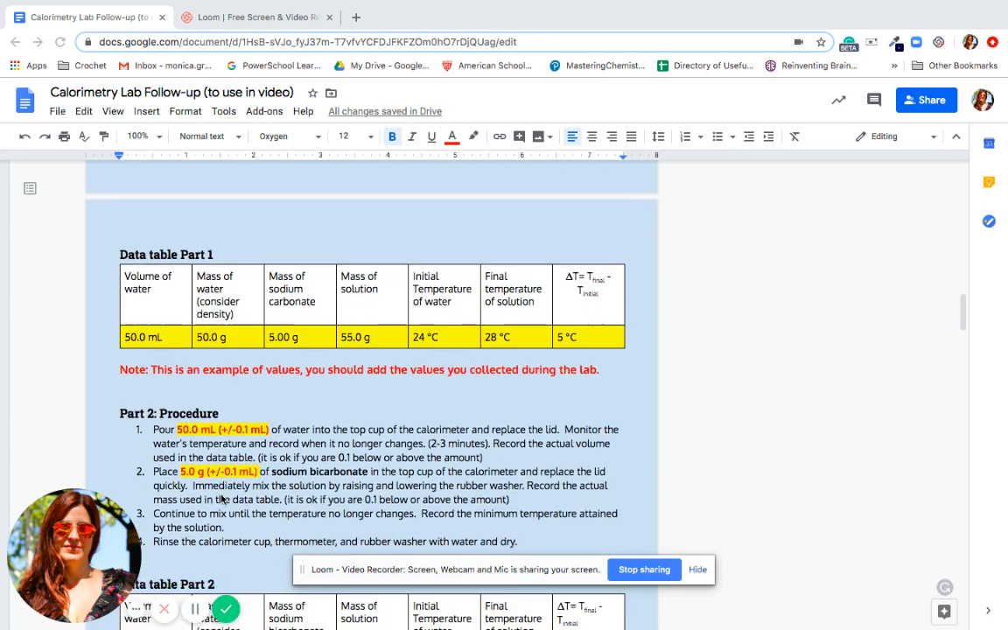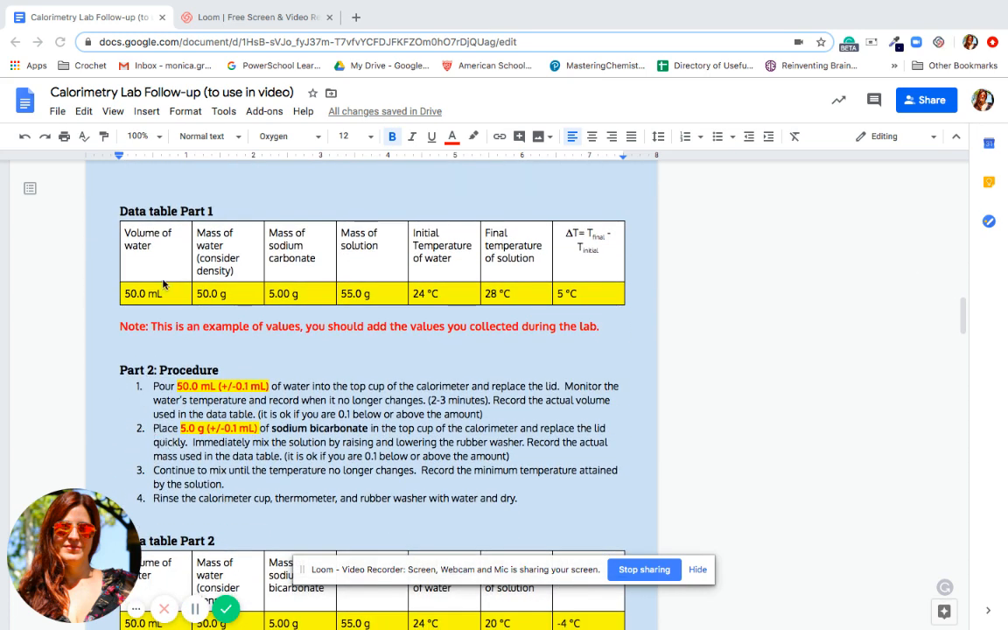Now, the data table that I have here, I have these values, but I invented them. These are examples of values. You should place on this chart the values that you actually collected during the lab. If you were not present, then you can use your classmates' values.